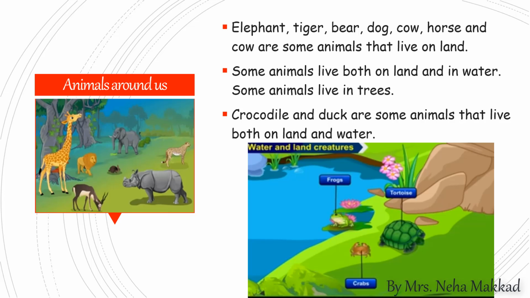on the land. Some animals live both on land and water. As you can see in the picture, the frogs, the tortoise and the crabs, they live inside the water also and they live on land also. Some animals live in trees like the monkeys and the birds. Crocodile and duck are some animals that live both on land and water. So some animals live on the land, some animals live in the water, some animals live on the trees and some live on both land and water.